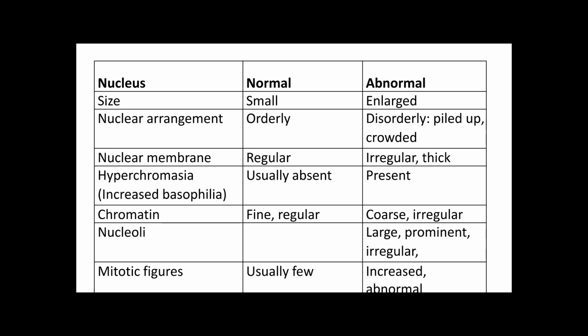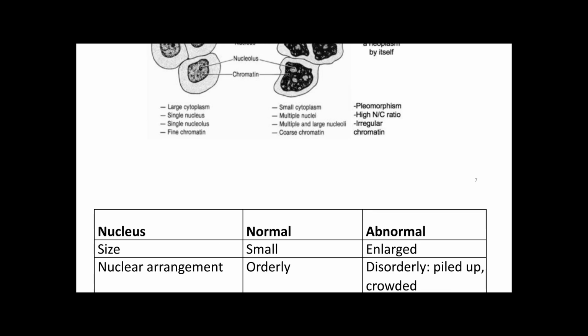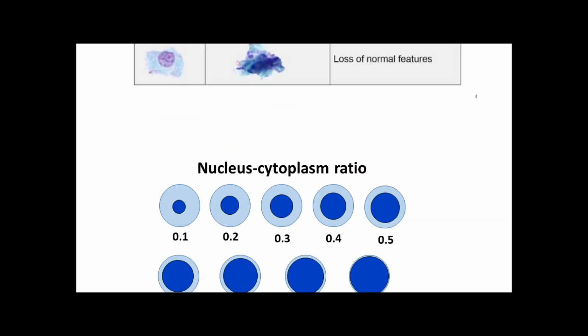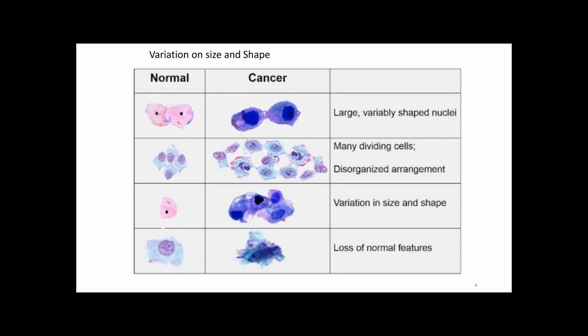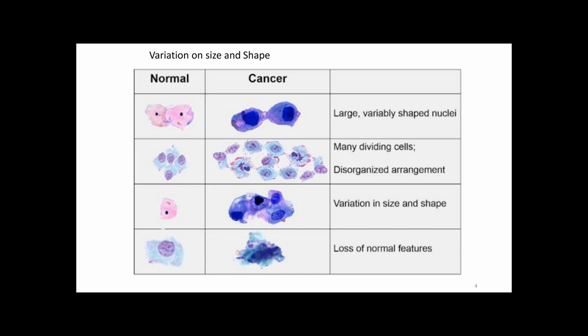So when we consider the nucleus, first it is the size: smaller in normal, and enlarged in abnormal conditions. We already discussed this, right? This picture describes it very well. In the first picture you can see the nucleus is smaller, but in the cancer cells it is larger. And the nuclear arrangement is ordinary in one, while in the other it is disordered, piled up and crowded.